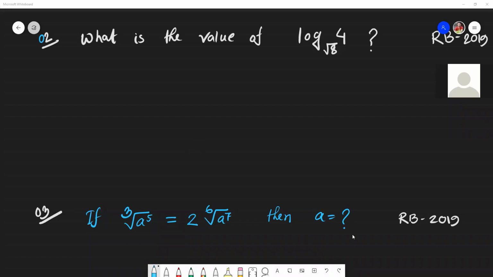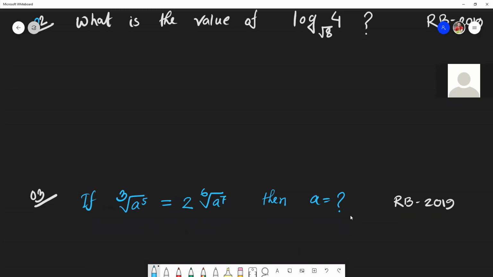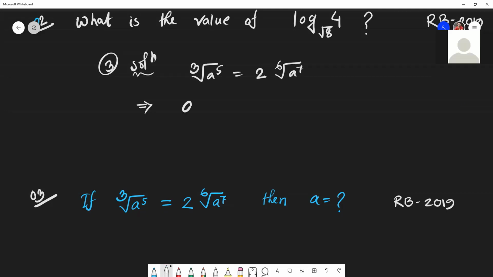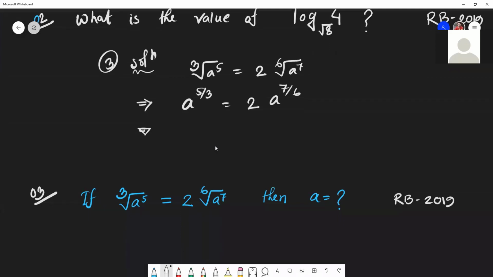Okay, let me review. Here the question is cube root of a to the power 5 equals 2 times 6th root of a to the power 7. So if we do this maths here, we can write a to the power 5 by 3 and here 2 times a to the power 7 by 6. Root means the fraction form. So now here the same base terms, so we can move on.